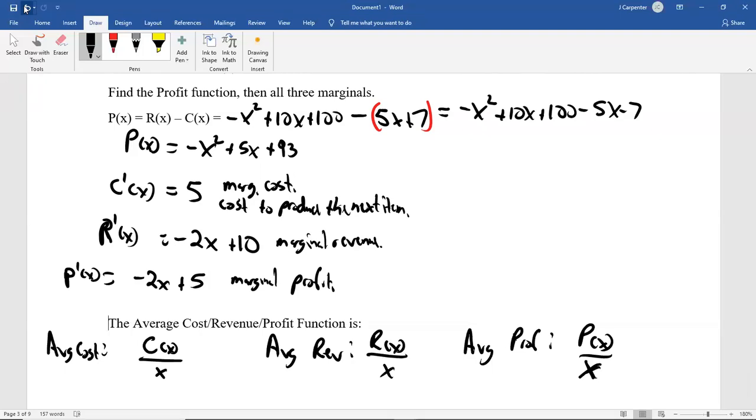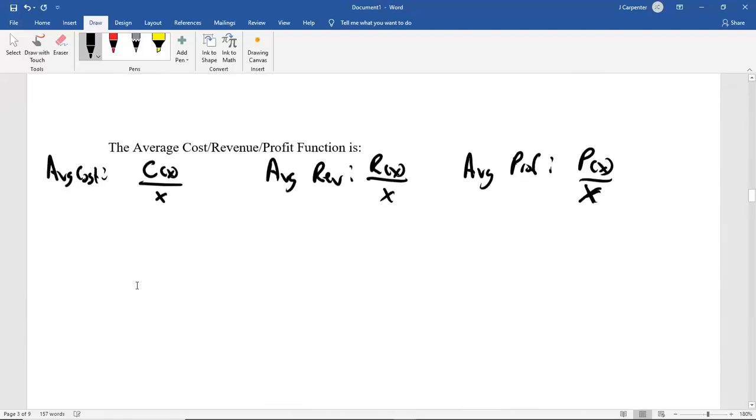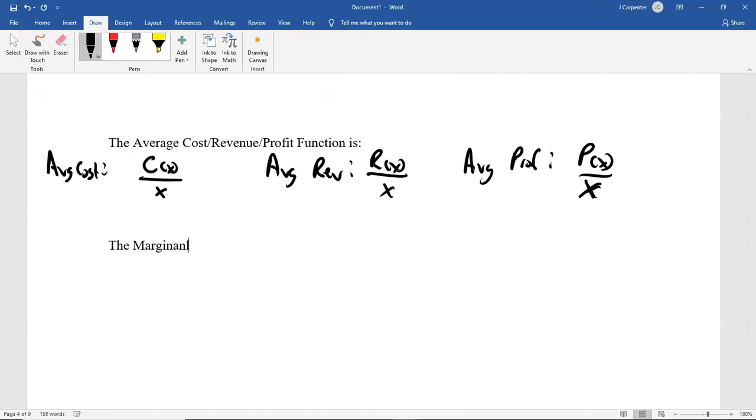So these are our average costs. These are our average revenues. These are our average profits. But there are also, as I already spoiled earlier, marginals on these things. So let me go here. Let me just push this down, actually. There we go. So the marginal average cost or revenue or profit function is, and I'm just going to spoil this in parentheses up here, take the derivatives of the previous line.